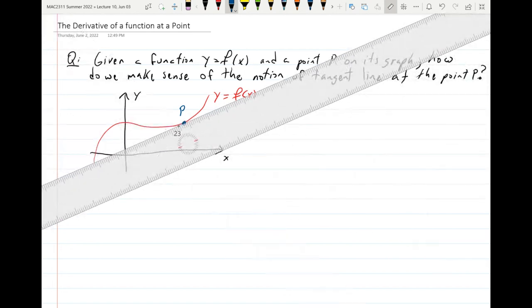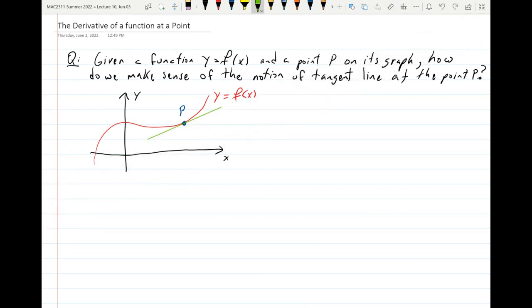Around P, it only touches the graph at one point, namely P. I say around P because it could be that away from P, it crosses the graph again. For example, if I were to extend this line, it's gonna cross the function one more time, but this is far away from P. But around P, it only touches the graph at that point.